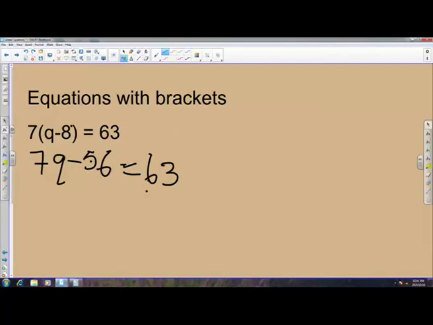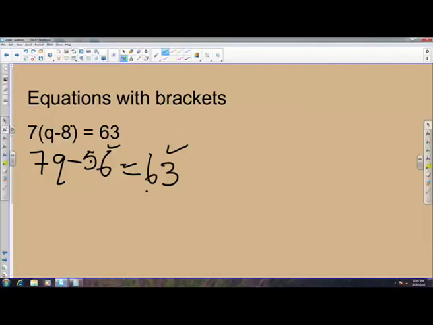Now, this is a linear equation. It's just similar to the first example that we started with. After opening this bracket, it becomes similar to the first one. Here we are solving for the variable q. We are therefore going to collect the like terms. We've got 56 here, and then there is the 63 here. So 56 and 63 are like terms.